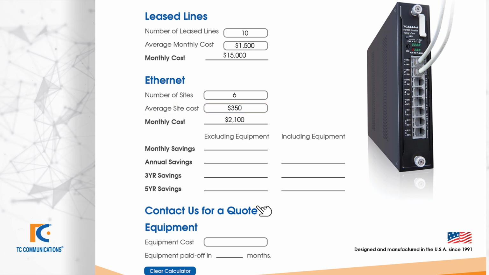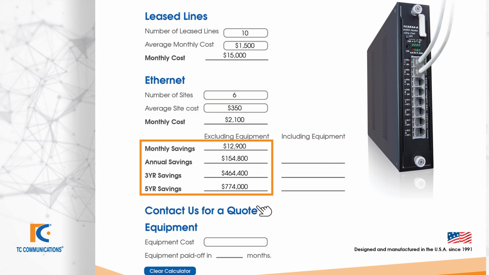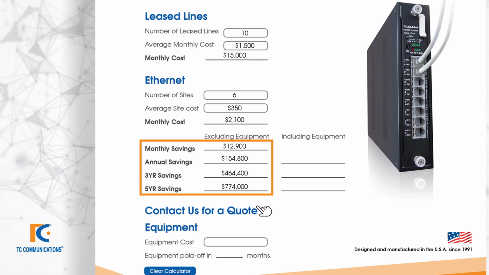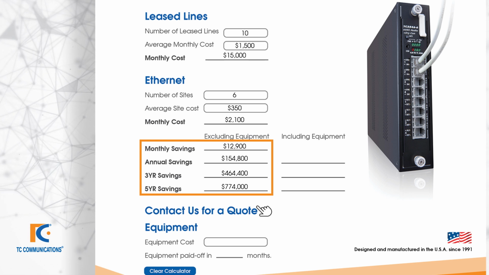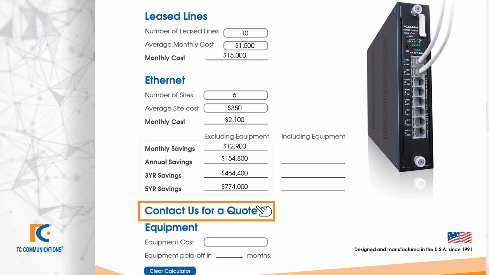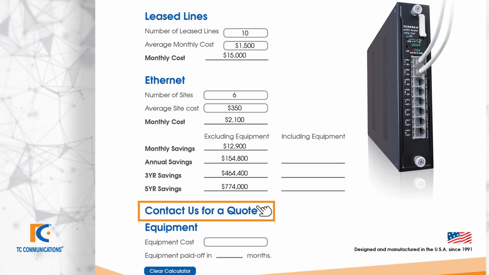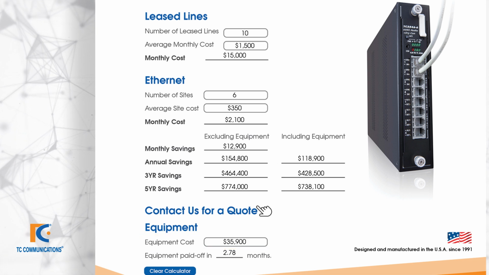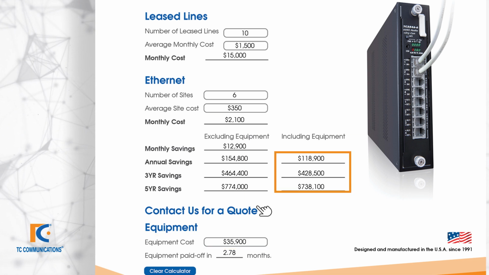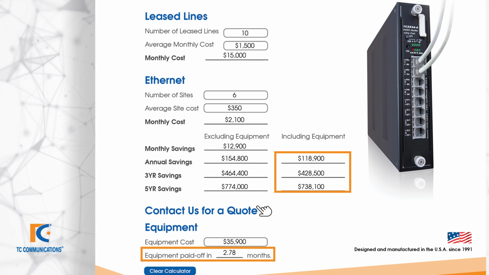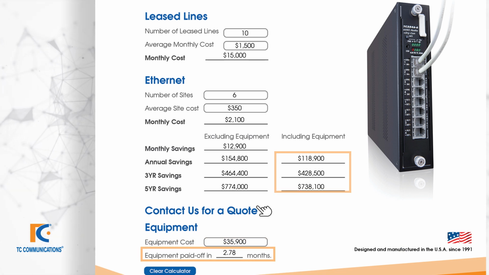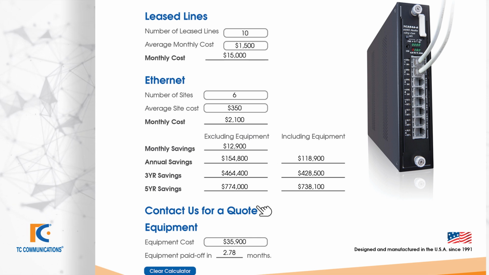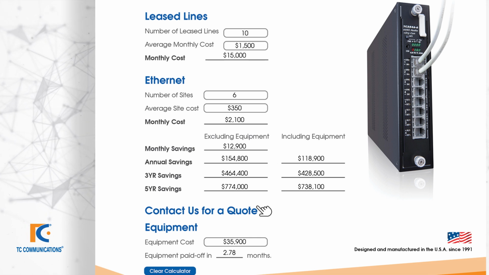Now you can see how much you would save monthly, annually, and after 3 years and 5 years simply by using an Ethernet solution. At this point, you can contact TCCommInc for a quote and then enter your equipment cost here. Now you can view your savings with your equipment in addition to how many months until your equipment is paid off. And that's a brief overview of how TCCommInc can make your investment a little easier when replacing leased lines.